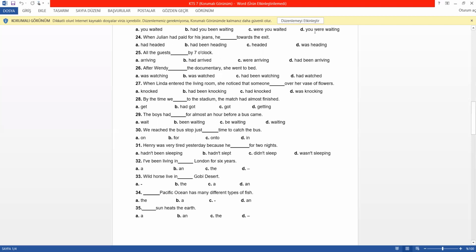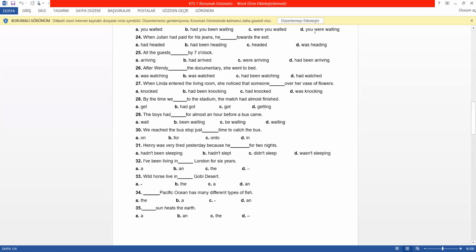In question 30, we use the answer D, yes, bus stop just in time to catch the bus, because it's a set expression.